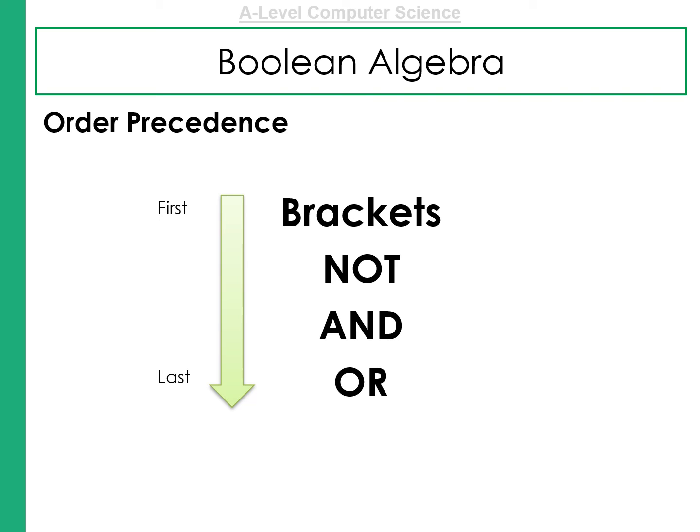Now, before we go any further, we need to think of an order of precedence. When we've got more than one gate together, we need to think about what we're going to do to remove and simplify the expression. And generally speaking, we go through this: brackets, NOT, AND, and OR.